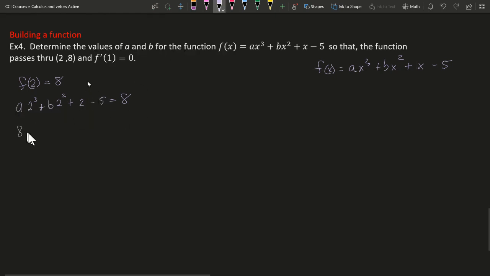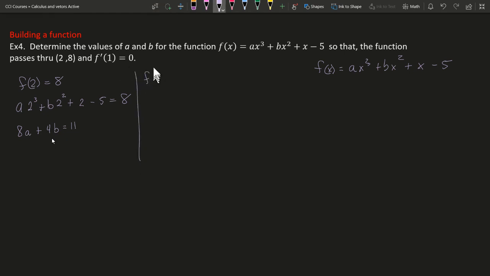So this is 8a plus 4b. Let's see, 2 minus 5 is negative 3. Now if I add 3 to both sides, I get 8, 9, 10, 11. So this should be equal to 11. Again, you might say, oh shoot, I've got a and b, so I won't be able to solve this. So let's go back to the drawing board.